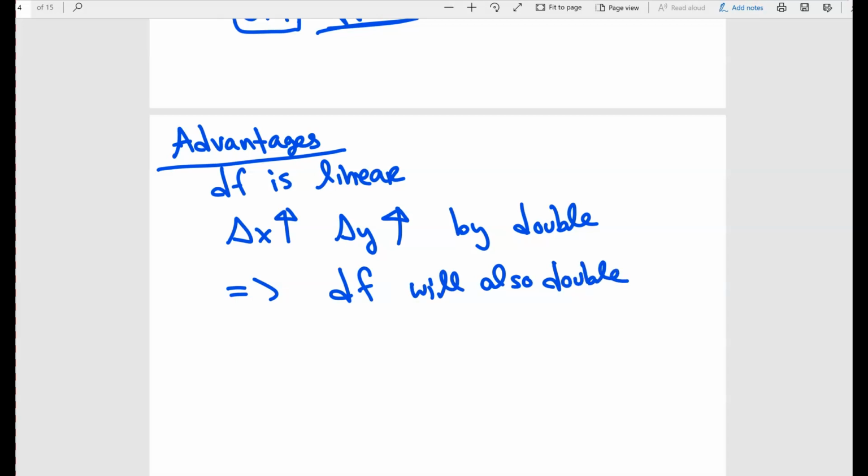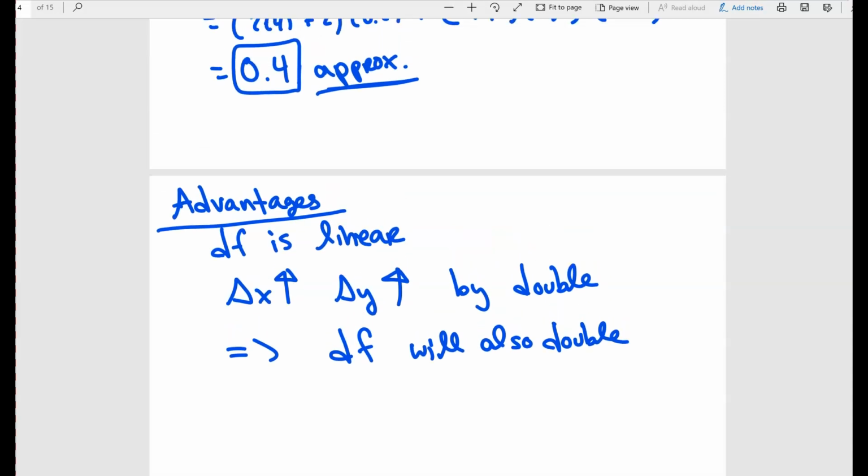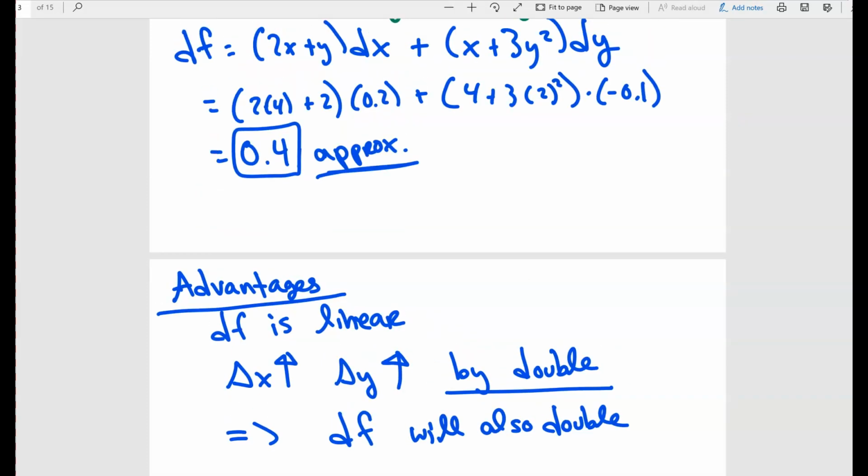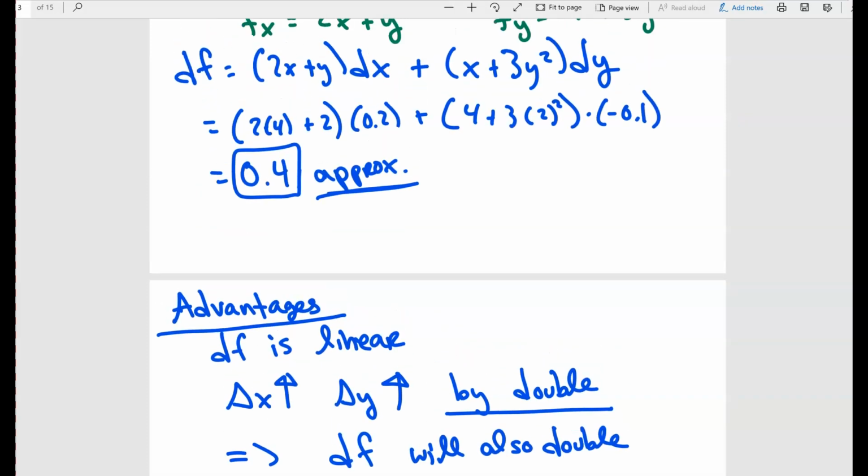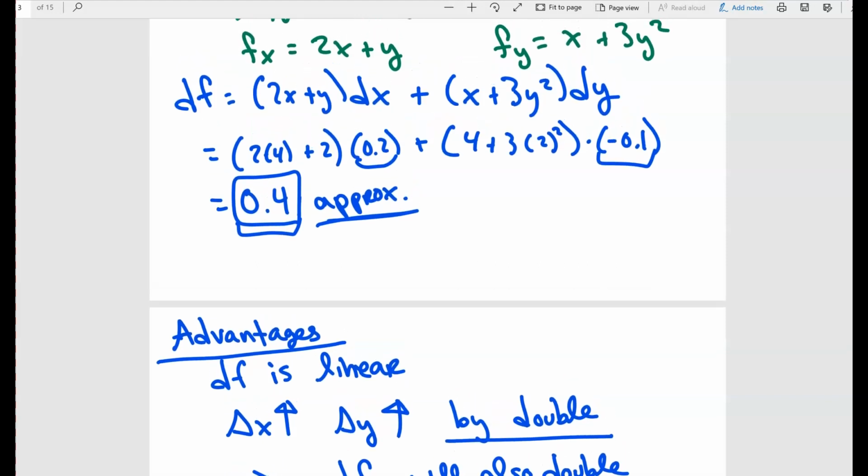So if I were to change delta x and delta y by a little bit more, or I double it, well, if I already know what this is, and I double dx and dy, that means this is also going to double. So it's really easy for me to make really quick calculations that way, as opposed to this one.